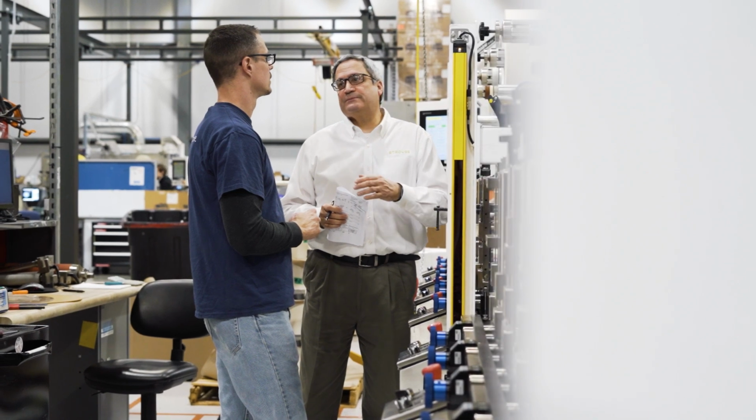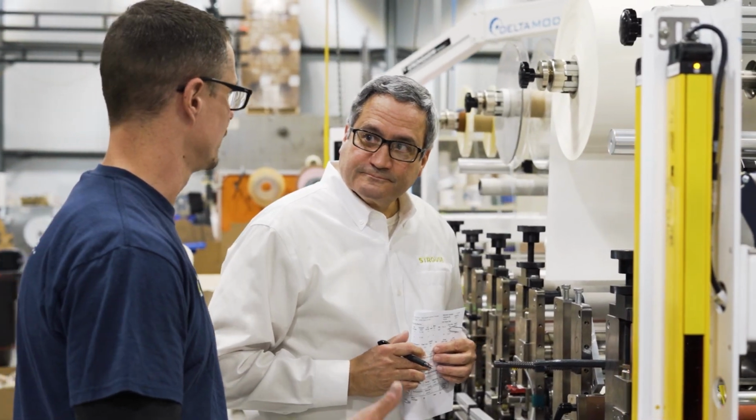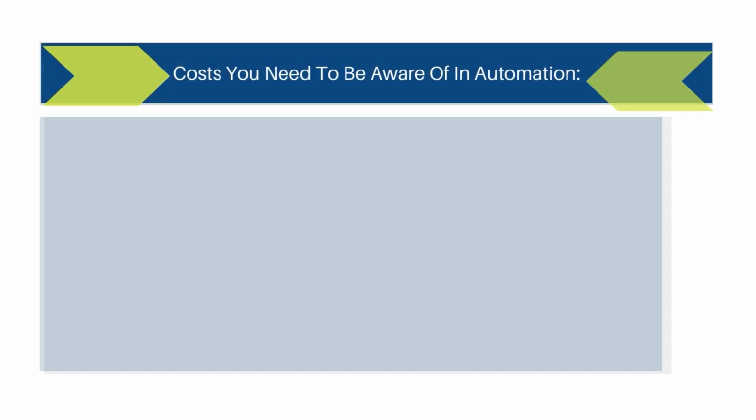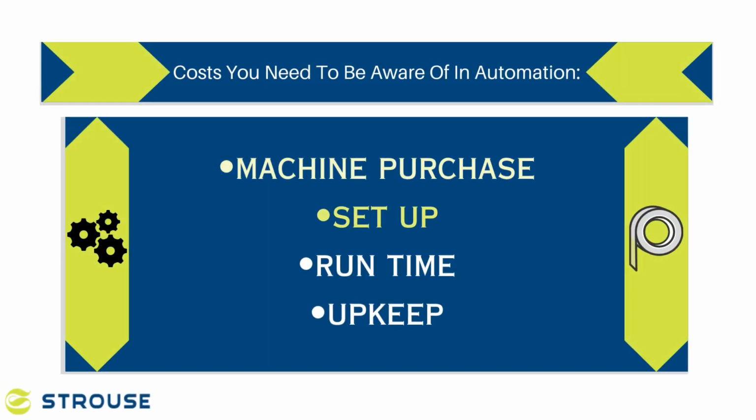Budgeting the wrong amount can lead to significant financial issues throughout the project. The decision to switch to automated manufacturing is often volume-based, and inadequate budgeting may result in underestimating costs related to machine purchase, setup, runtime, and upkeep. Asking too few questions initially can lead to costly changes later in the process.